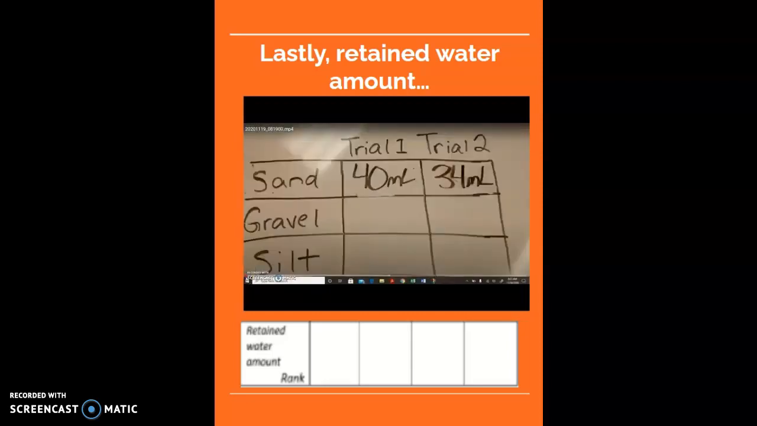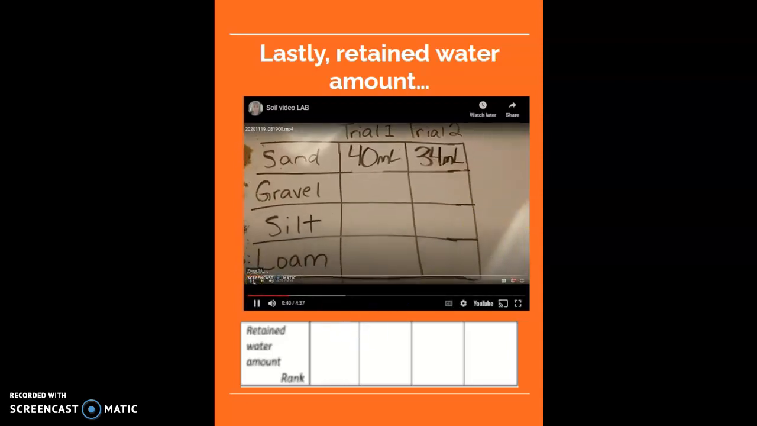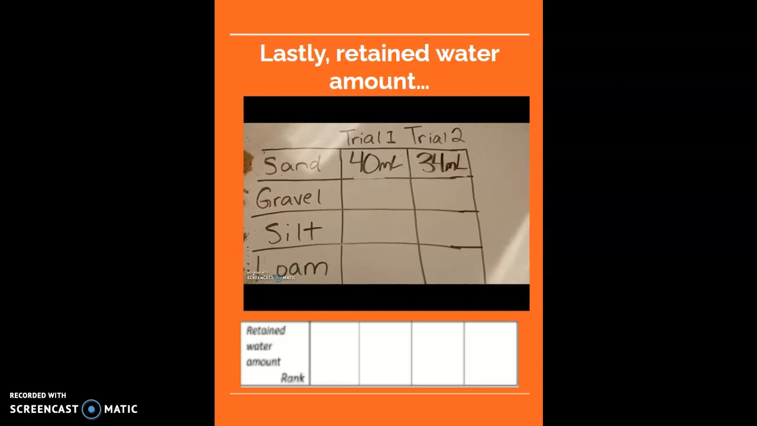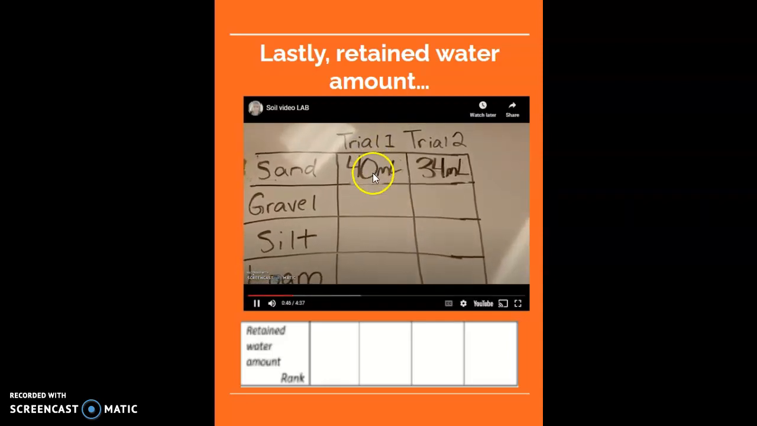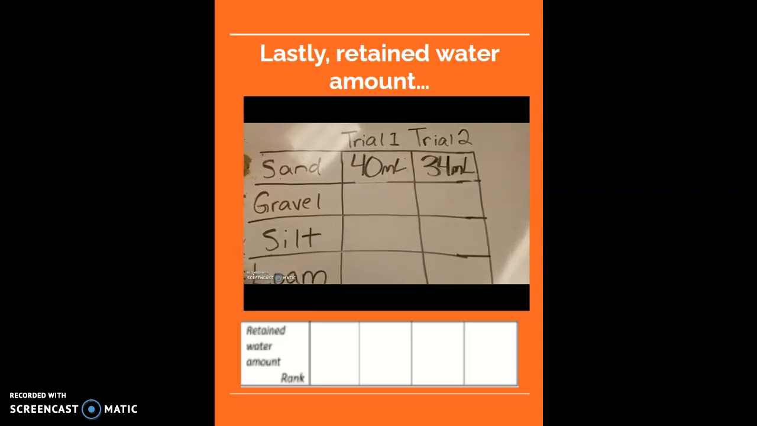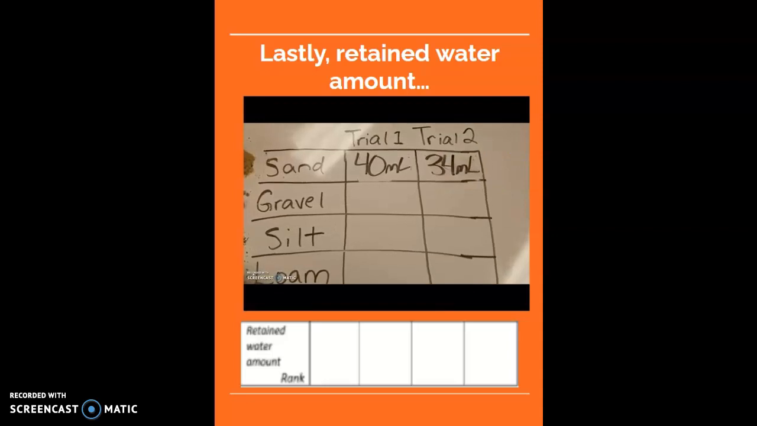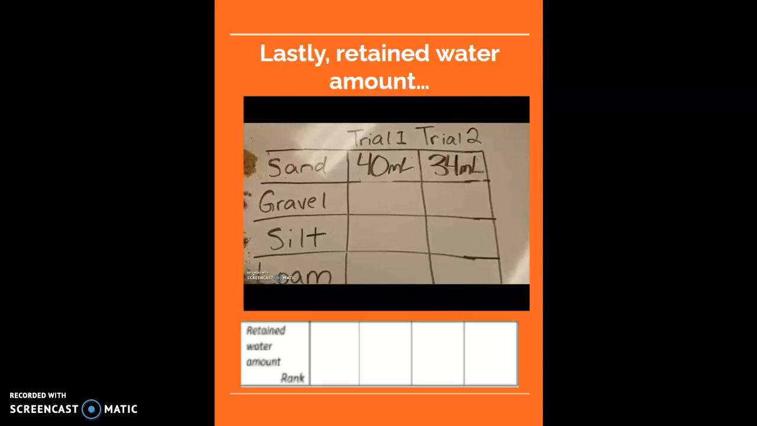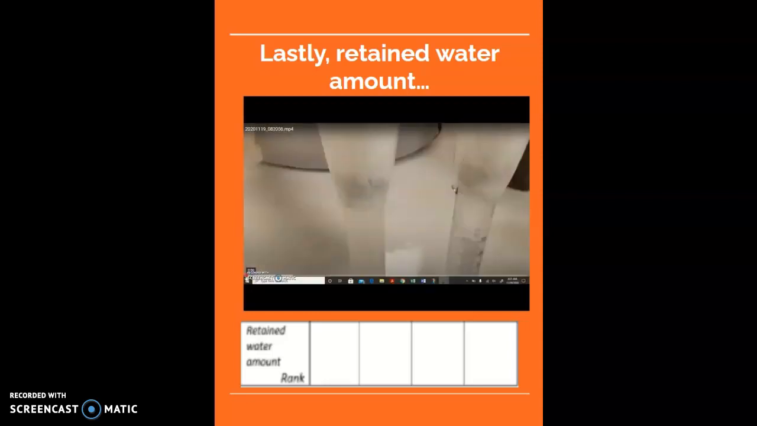So then we could subtract that number that was on the graduated cylinder from 100. So you can see here, once we did the subtraction, graduated cylinder 1 had 40 milliliters of water that stayed in the soil sample, and graduated cylinder 2 had 34 milliliters of water that stayed in the soil sample. So that's what I mean by retained water. If it stays, it's retained.